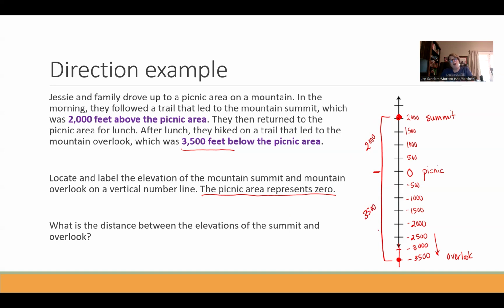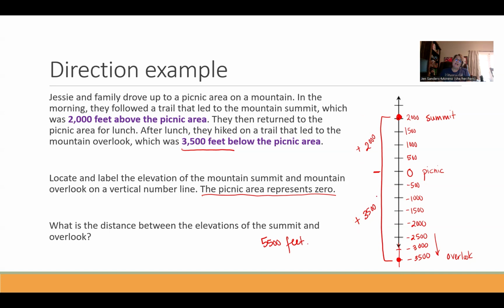And when we're talking about how far we've traveled, if you think about it, you're exerting energy. It's a positive number. Whether you're walking uphill or downhill, you are still doing that energy and doing that activity. So the distance traveled is always just a positive. So here, the difference between these would be 5,500 feet.